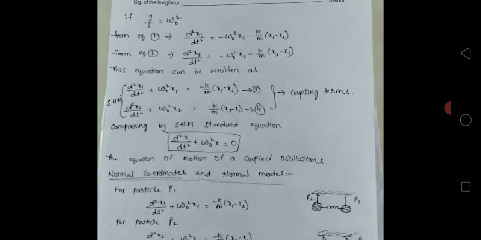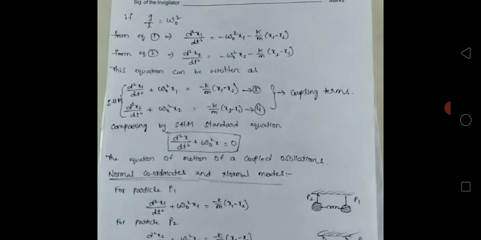If we substitute in place of g by L, then equation 1 becomes d²x1/dt² equals minus omega naught square x1 minus k by m into (x1 minus x2). Then we can substitute in equation 2 also. From equation 2, d²x2/dt² equals minus omega naught square x2 minus k by m into (x2 minus x1).